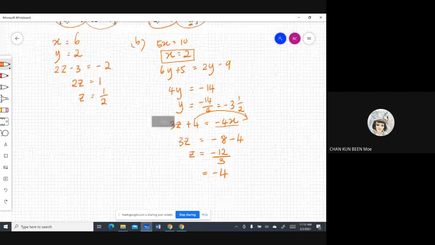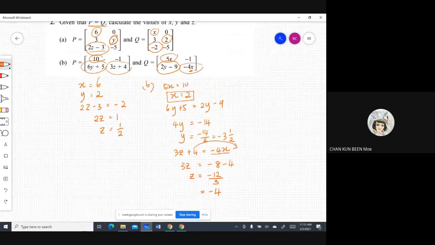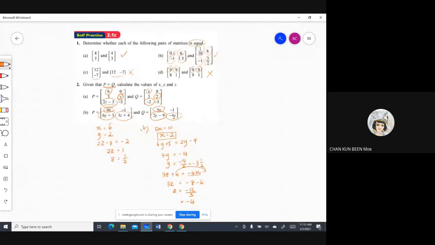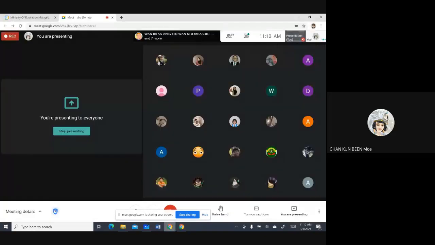Okay, so that's all for these two exercises. Did you all get it right? Any problem with it? Any problem, class? No problem. Yes. No problem. Okay, so we continue.